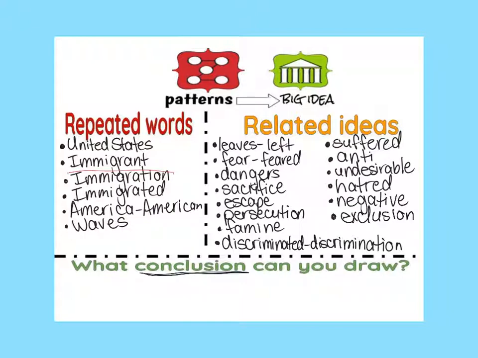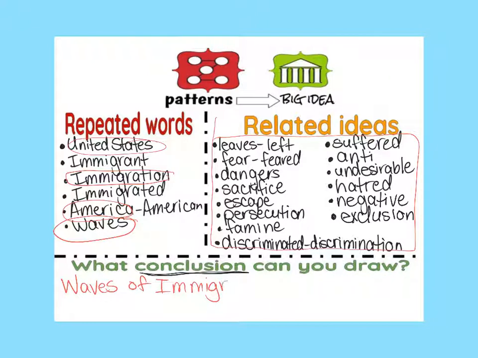Certainly, you've got the idea of immigration and waves, and you've got the idea of immigration to the United States or America as part of our big idea. But as you look at some of these other related ideas, what conclusion might you draw about immigration, or should I say about waves of immigration to America? Just put U.S. So what does all of this make you think? That'll be a great discussion point.